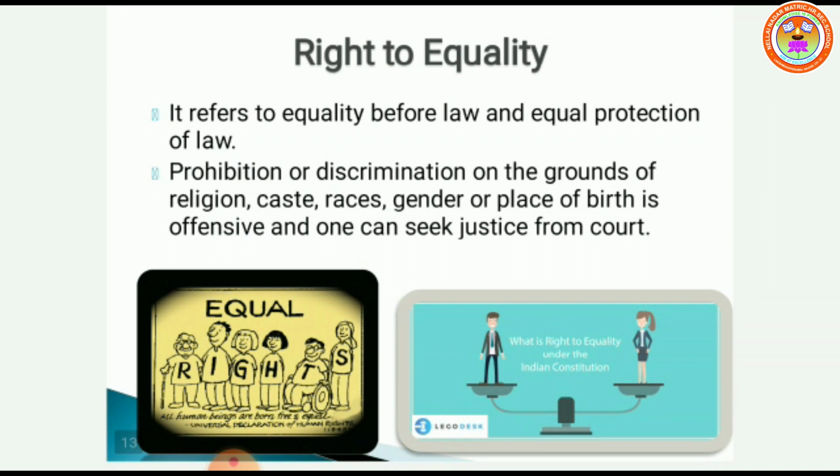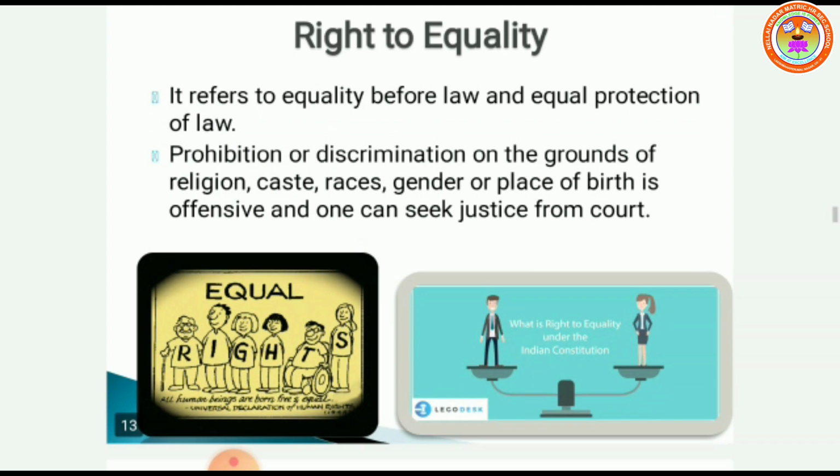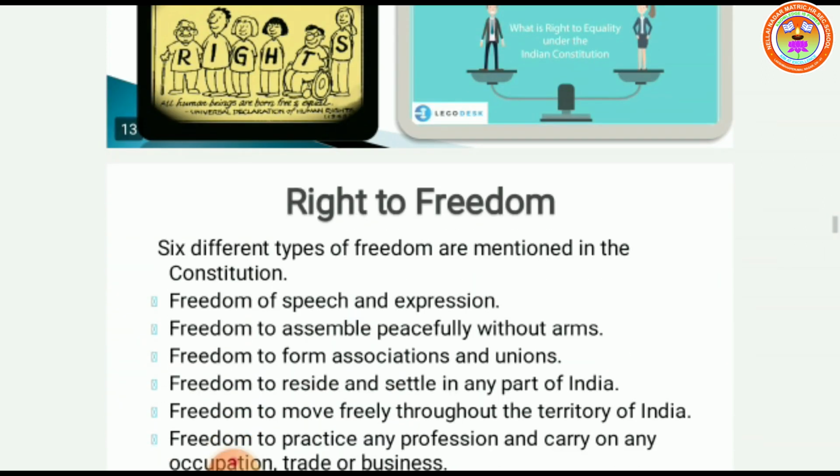Right to equality. What are the rights to equality? What does it mean? It refers to equality before law and equal protection of law. Right to equality says that in front of the law all are equal. It may be a man or a woman, a rich or poor person. All are equal. They don't have any difference in religion, caste, race and gender. That is what this right to equality says.